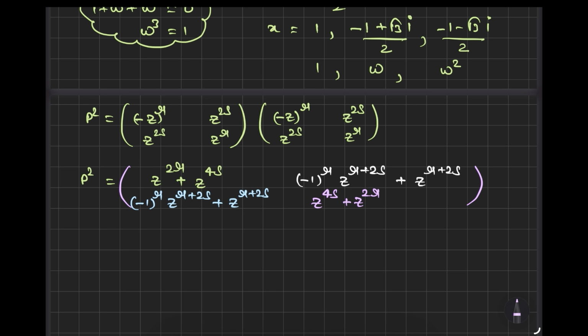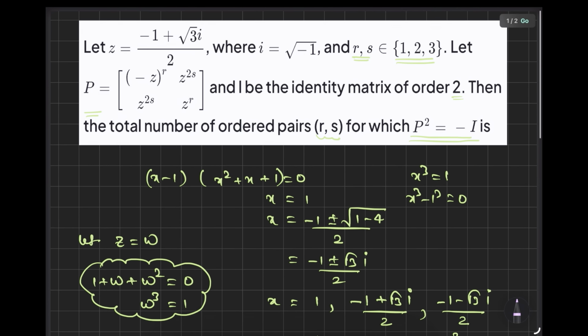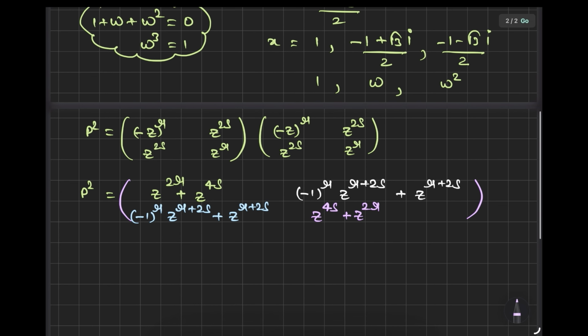And they are saying that P square is equal to minus I. Minus I means what? Minus 1, 0, 0, minus 1. Correct? Now be super slow. If you observe, this element and this element are exactly the same.